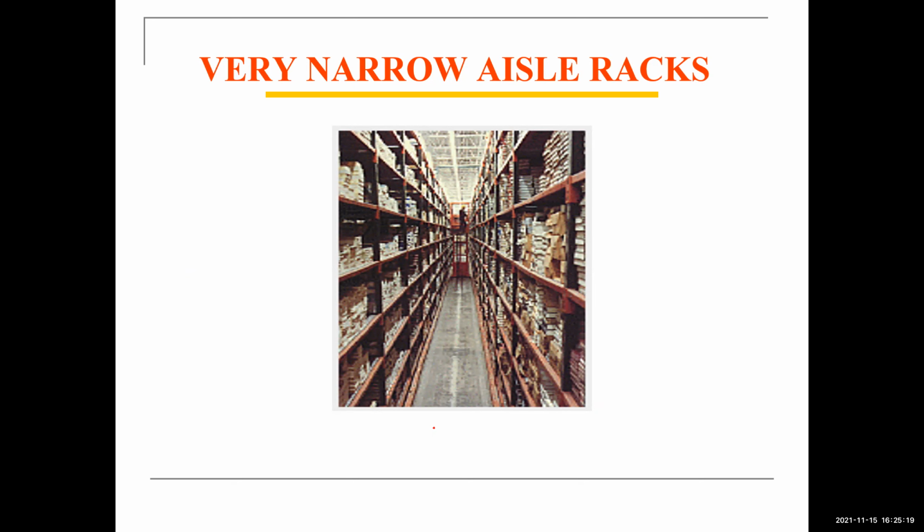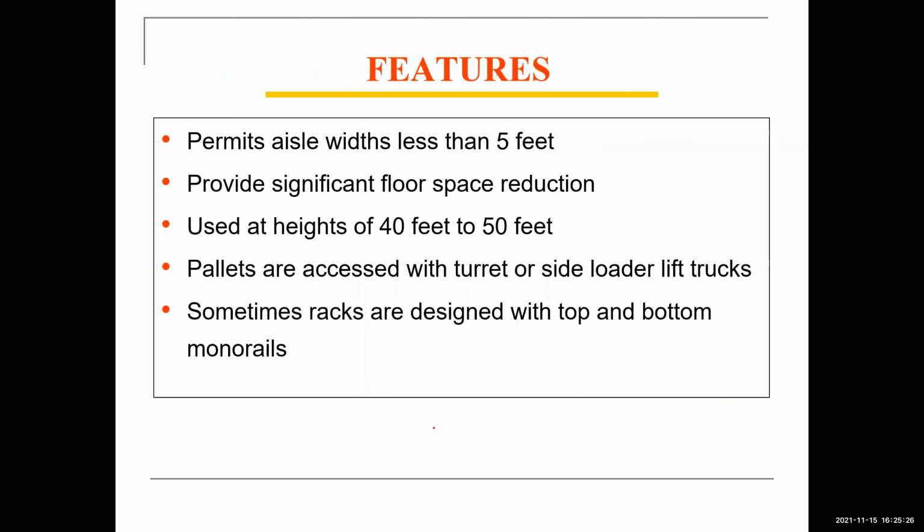The very narrow aisle racks are typically used to store products that are small in size. They permit aisle width of less than 5 feet. If you're claustrophobic, this will not be a good system to use, because you are going to be working in very limited spaces. They provide significant floor space reduction, and are used at heights of 40 feet to 50 feet. Pallets are accessed with turret or side loader lift trucks. Sometimes racks are designed with top and bottom monorails.